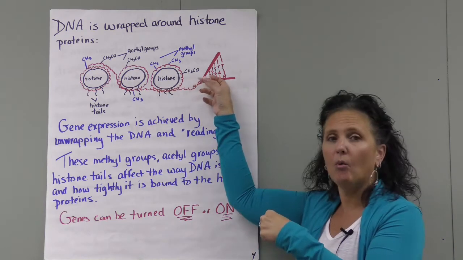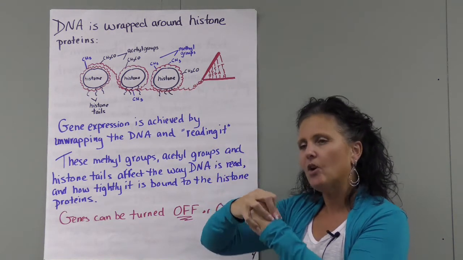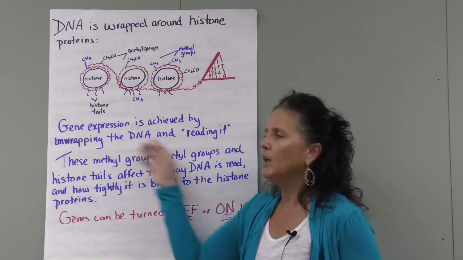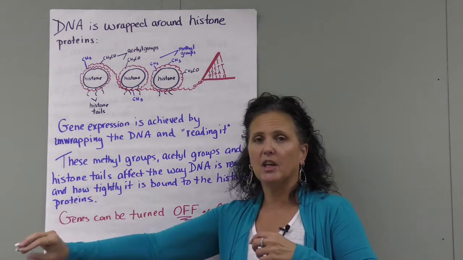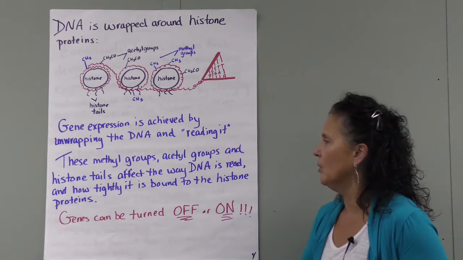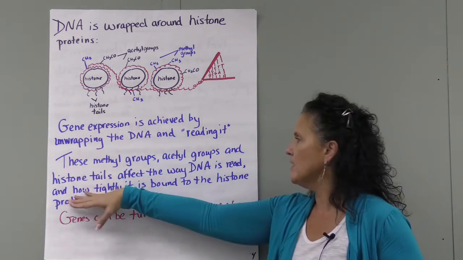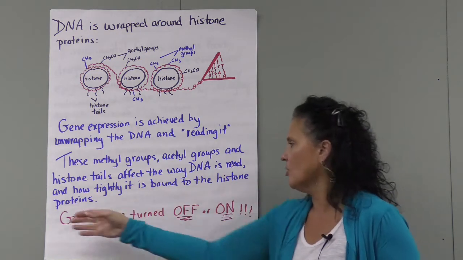Once we let it go, we can make a copy of it. So we're governing the DNA by how tightly wound or how loose it is around these histone proteins. So we can only achieve gene expression when we unwrap the DNA, right? So now we're expressing our genes to see what makes you, you. These methyl groups, acetyl groups, and these little histone tails that we see on here affect the way the DNA is read and how tightly it is bound to the histone proteins.